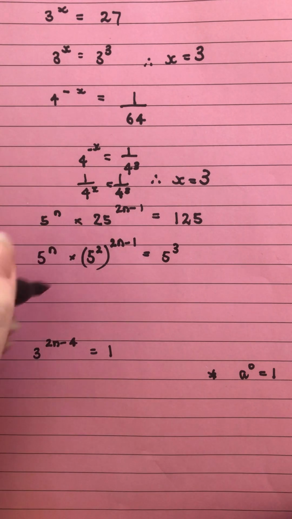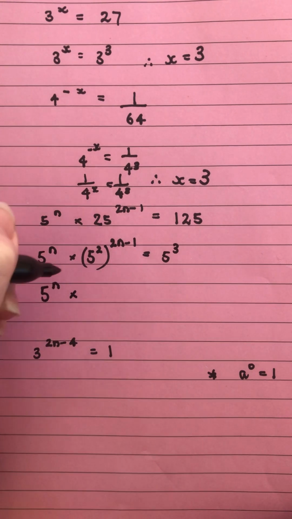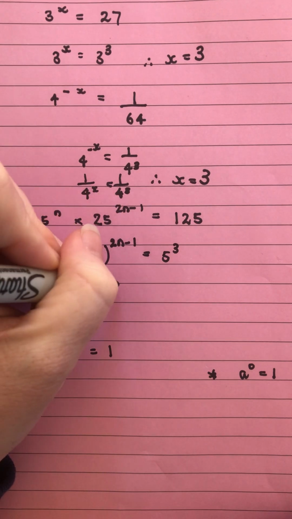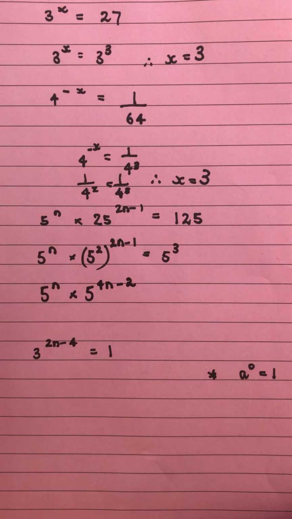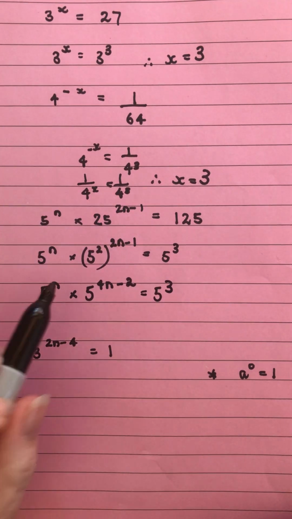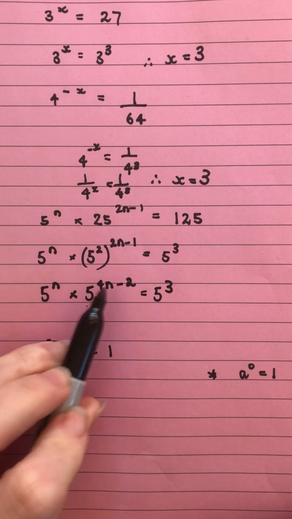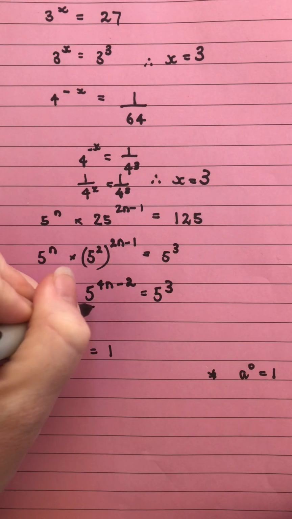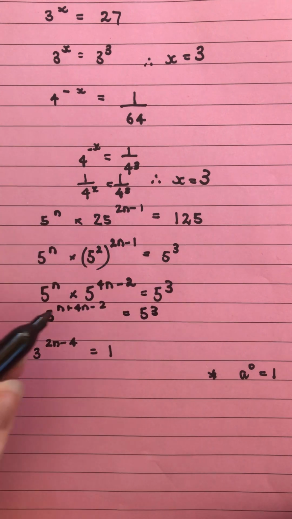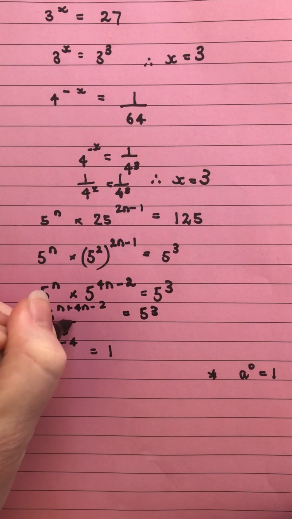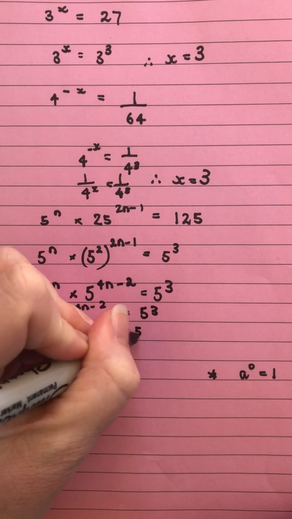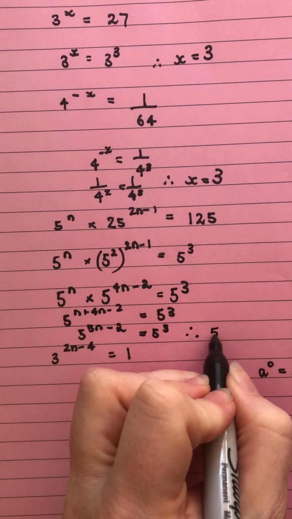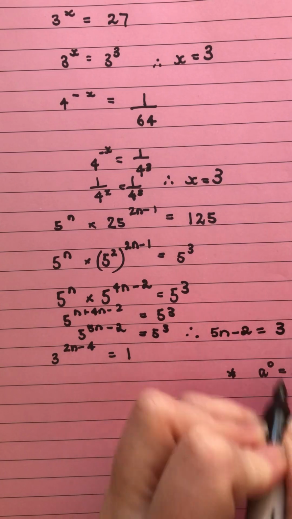Now I'm going to expand out that bracket using my index laws. So I've got 5 to the n times... Now when I expand that out, I will get 2 times 2n is 4n, and 2 times negative 1 is minus 2 there. Now, using my other index laws, I know that if I'm multiplying with the same base, I can add the powers. So I've got 5 to the power of n plus 4n take 2. And then when I've got my n plus 4n, I know that's going to be 5n take 2 is to the power of 3. So then I can write to the side here, therefore, my 5n take 2 must be equal to 3. And I can solve that.